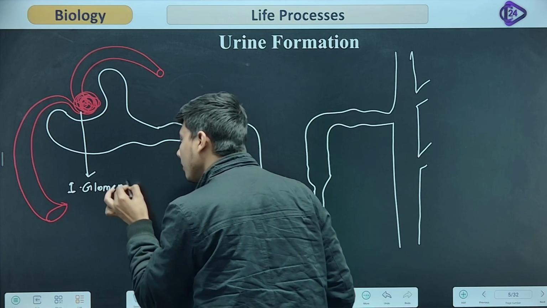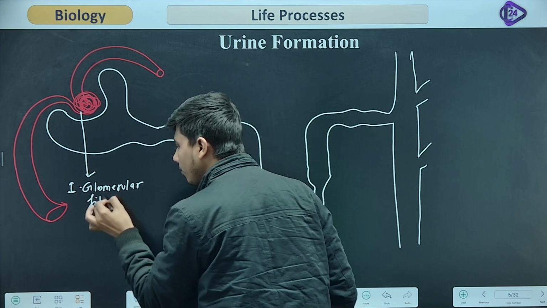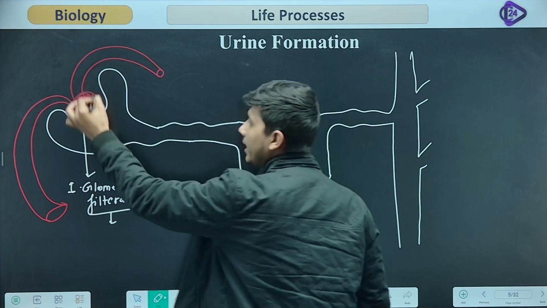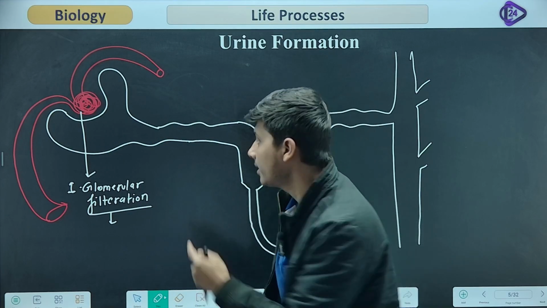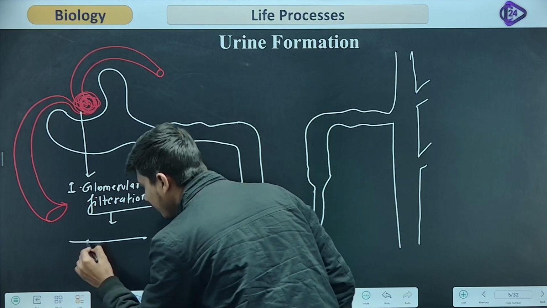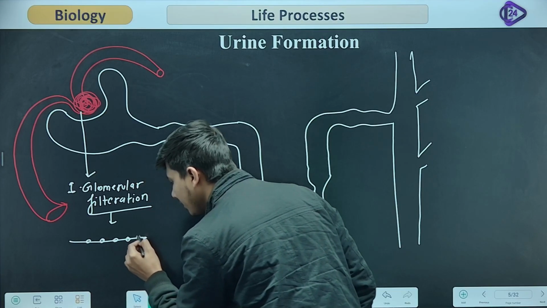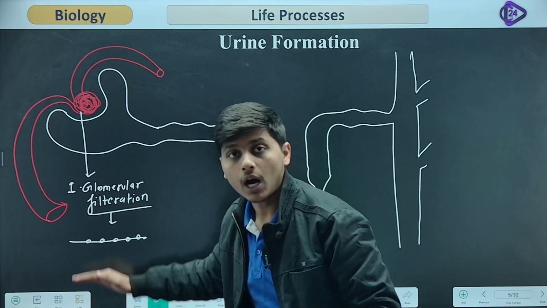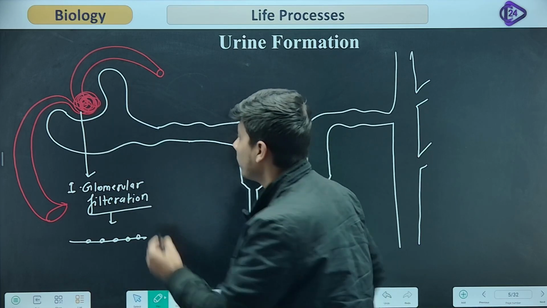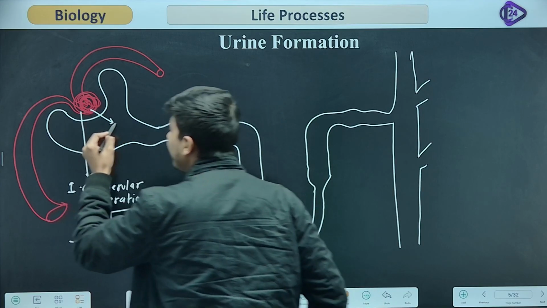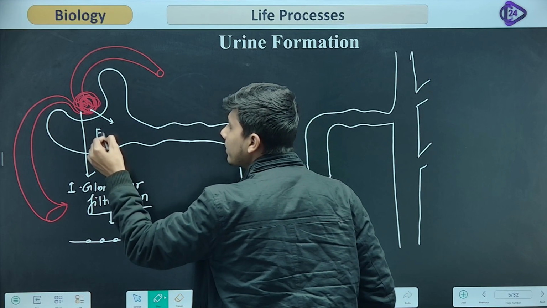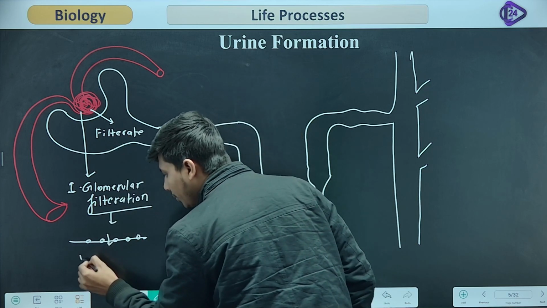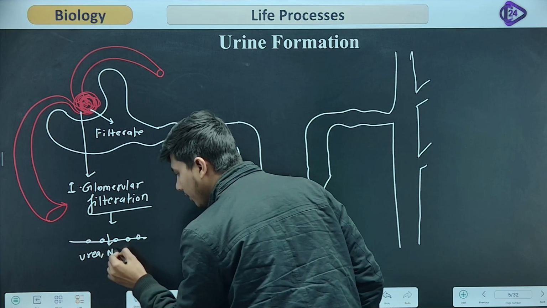glomerular filtration. Here in the glomerulus, the capillaries become porous, like this, like this, like this. The small proteins and small wastes like urea get filtered out into the renal capsule. They are filtered out into the renal capsule, and here they are called filtrate. What gets filtered out? Urea, ammonia.